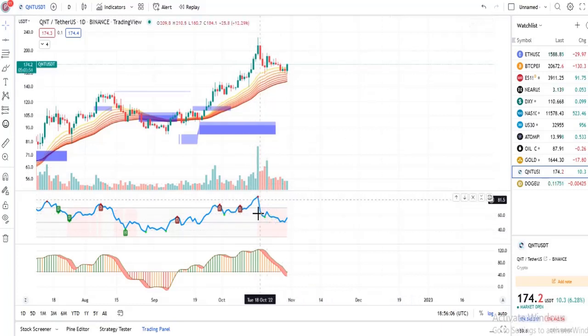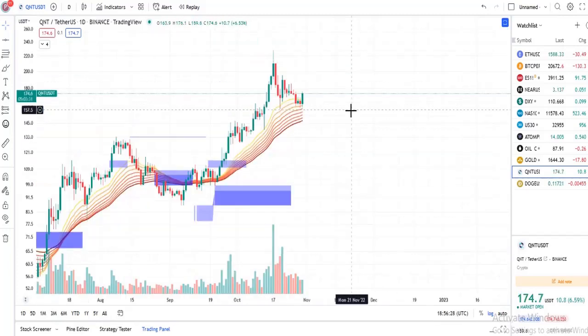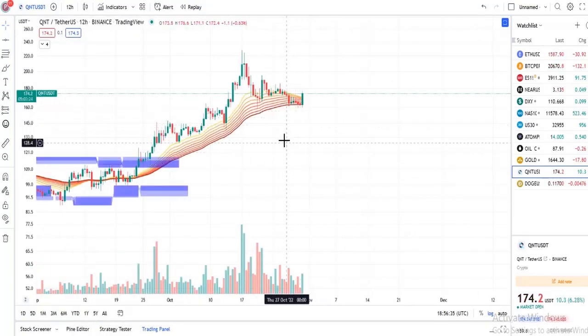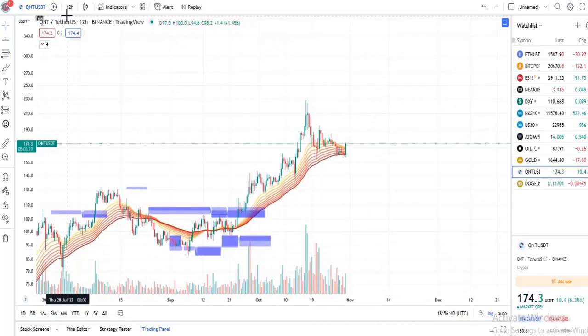Because if we look at our money flow, it was showing a bullish divergence. Our Firefly indicator was telling us we should probably come down a little bit before pushing upwards. And we could see everything happen exactly as predicted. Everything happened as we were saying.